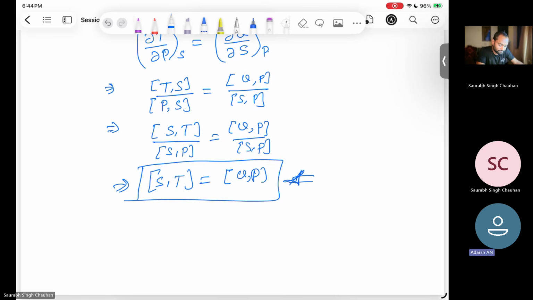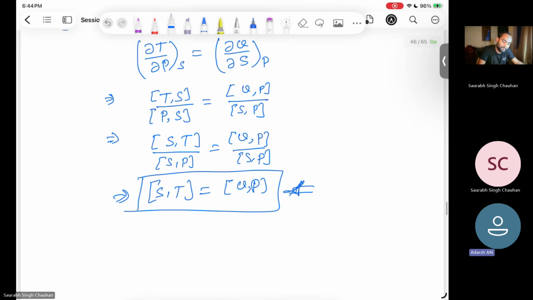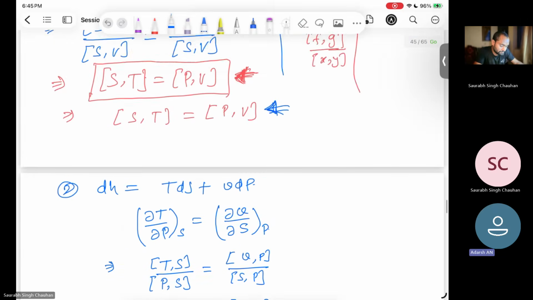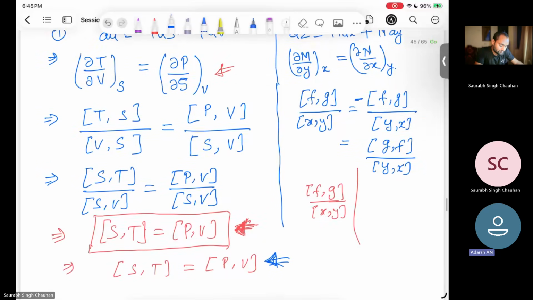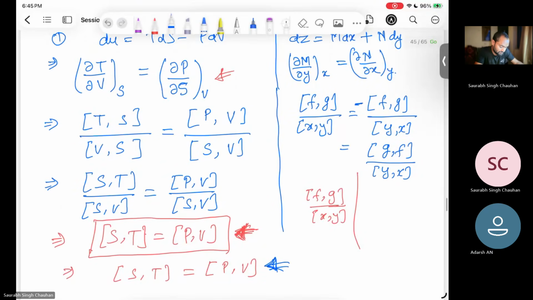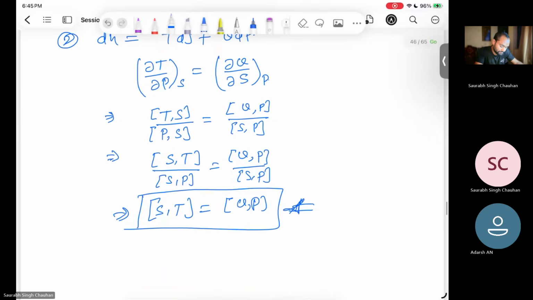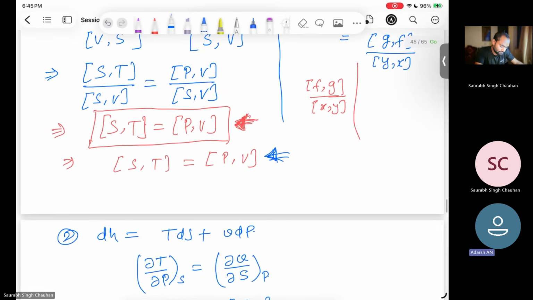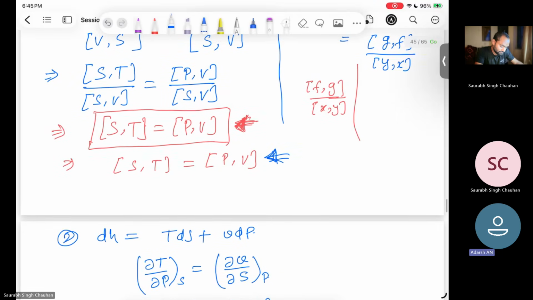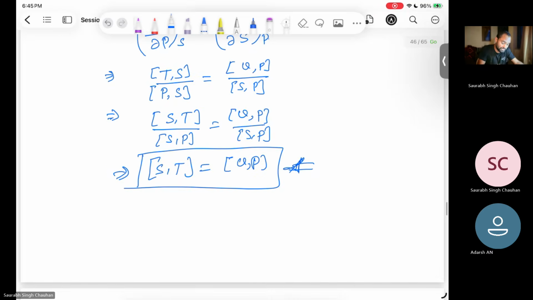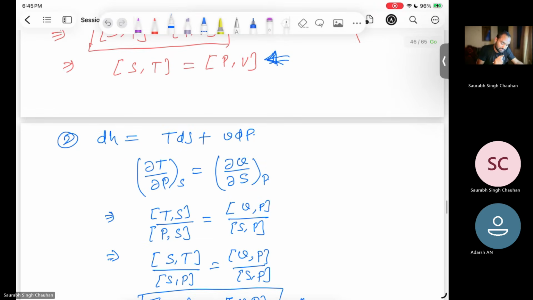Can you just go up, sir? Just one doubt, on the last page. Here we have written ST equals PV, no? And here we are writing ST equals VP. Is that okay, can we change the order? No, you cannot change the order. So there should be some mistake; there will be some negative sign somewhere.